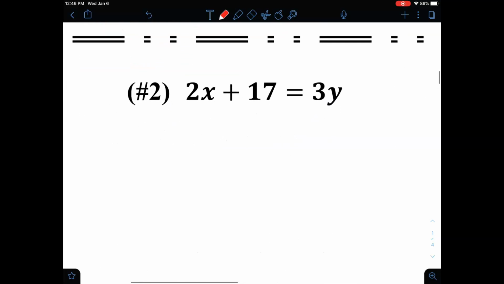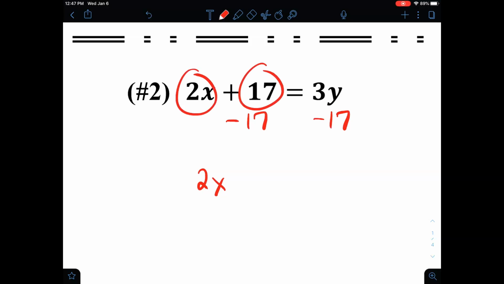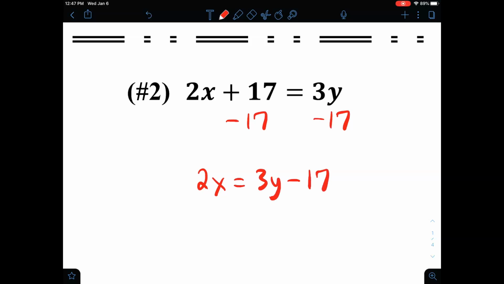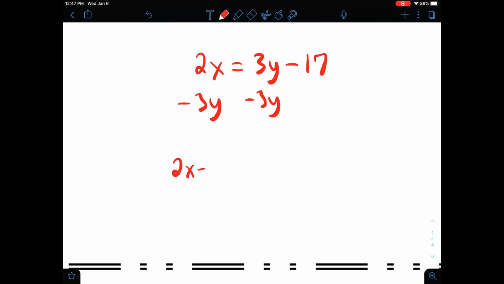We have number 2. We have 2x plus 17 equals 3y. We need to get x and y on the same side. So let's go ahead and do that. You know what I'm probably going to do here? I'm probably going to subtract 17 from both sides first. I'm going to do that because that's going to make life a lot easier. You'll see why in a second. You can move the 2x, you can move the 17 or the 3y, but you want to try to get x and y on the same side as easily as possible. By doing this, you can see we have 2x equals 3y minus 17, and then we can subtract 3y from both sides to get x and y on the same side. And we have 2x minus 3y equals negative 17.